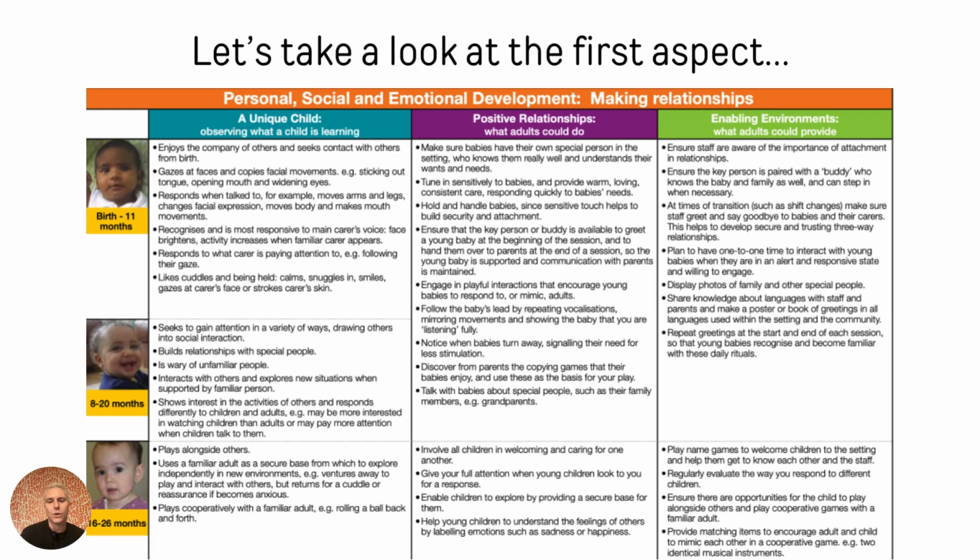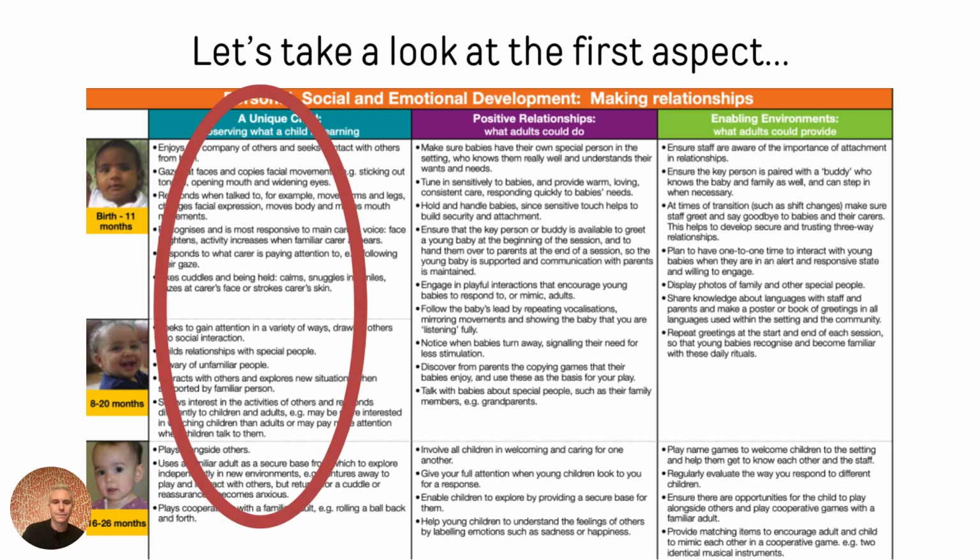And the final column there is enabling environments, and that's how we set up and plan the environment to meet those milestones listed there in the first column. So here we go. That's where your developmental milestones are listed, and when you're carrying out child observations, it's these milestones that you should be looking at.